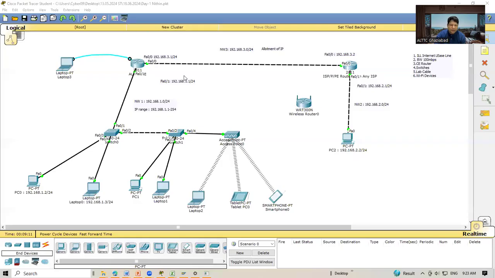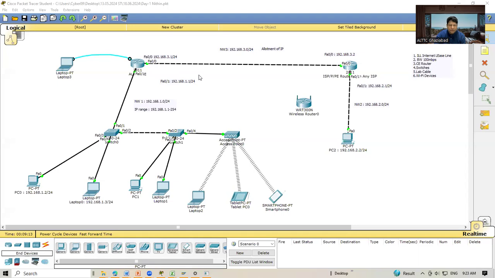Welcome back once again. Today's session goes one more step. In the last session, we did a practical on how to make a campus network configuration.